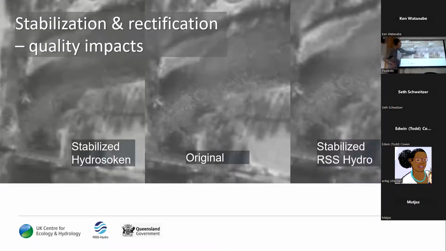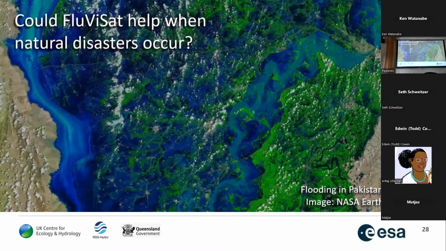So this is the original. You can see these little roughness features. It's very subtle. It's a bit fuzzy, but it's shot from space. But they've all disappeared pretty much here. So then they're stabilized by our project partners. You can still see these features. They're not quite as crisp, but you can still see them.